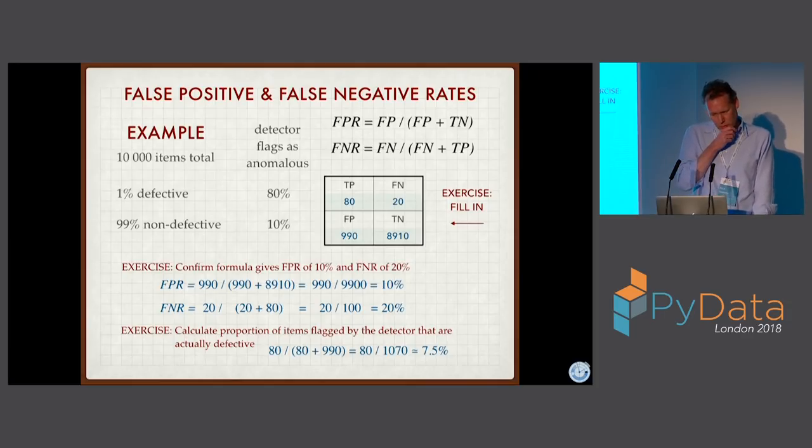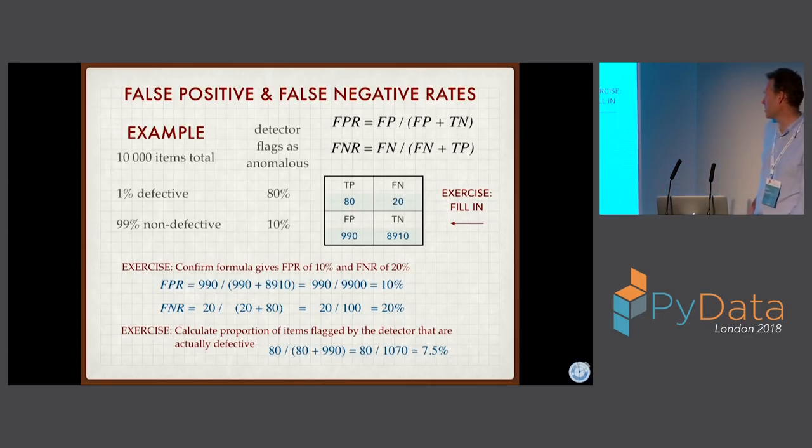So the numbers, unless I screwed it up, which is more than possible: 80% of 1% of 10,000 is 80, so that's our true positives. The remaining 20% is 20. We get 990 false positives and 8,910 true negatives. As we expect, the false positive rate comes out at 10%. That's kind of obvious, and the false negative rate of 20%.